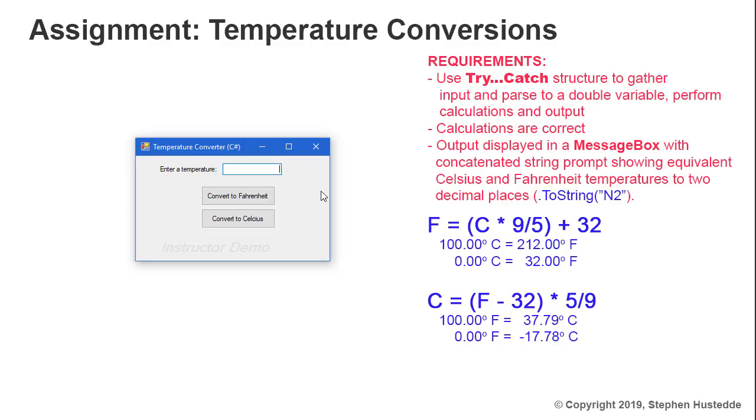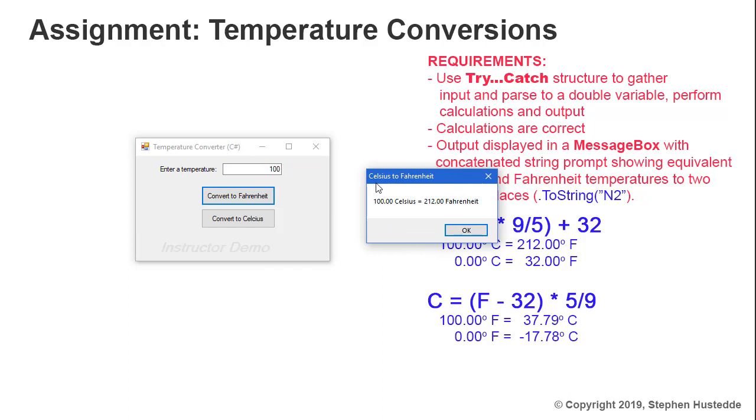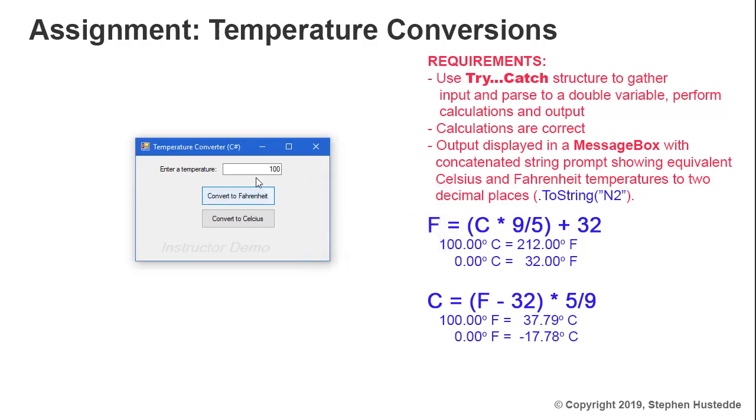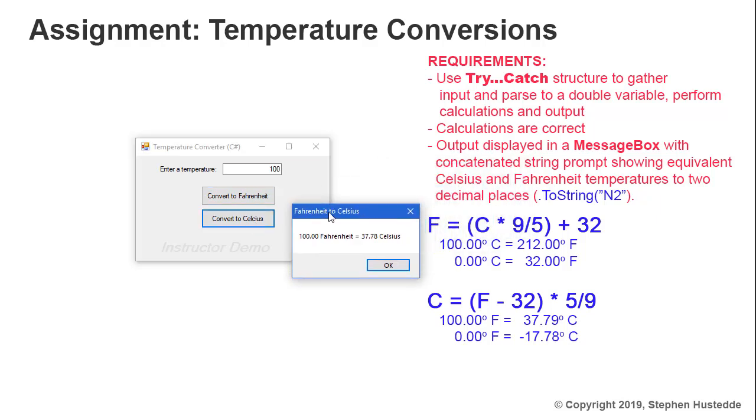Here's our project running. I'm going to type in 100 as our temperature and assume that it's a Celsius temperature. I want to convert to Fahrenheit, so I click this first button, and I am told that this is a Celsius to Fahrenheit conversion in the title. 100 degrees Celsius equals 200 degrees Fahrenheit. If I want to go the other way, I would simply click the second button. That would assume that the temperature is a Fahrenheit, and I want to convert it to Celsius, and so 100 degrees Fahrenheit is equivalent to 37.78 degrees Celsius.